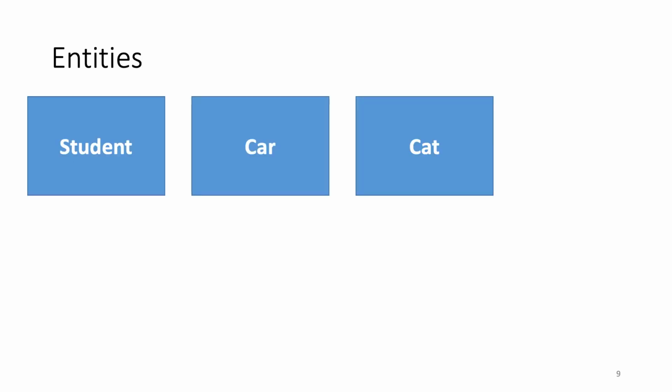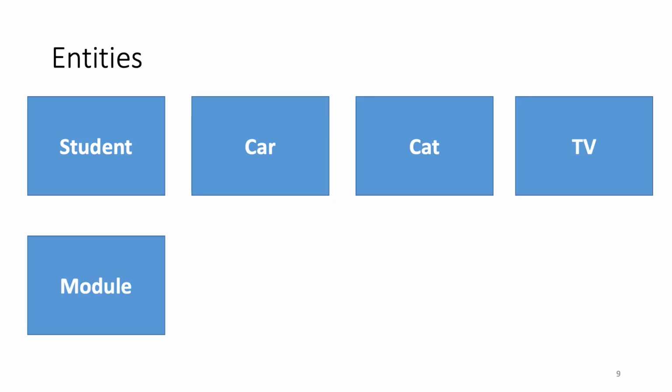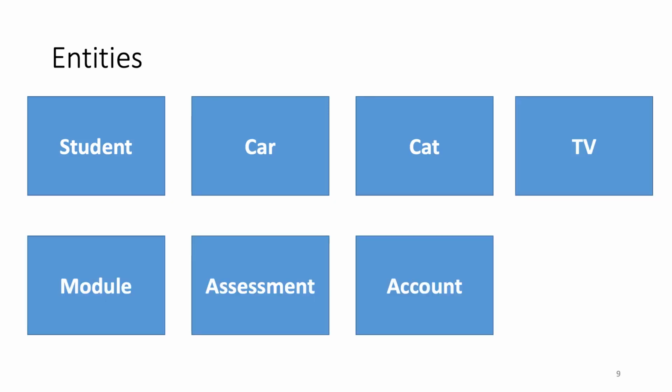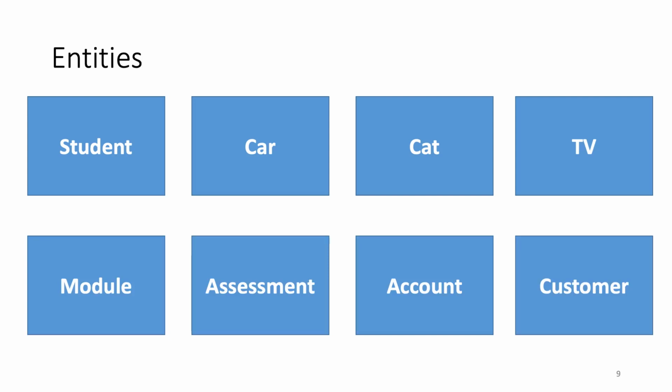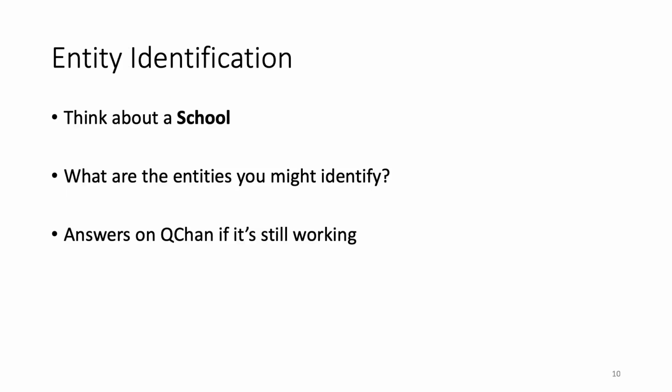Depending on what kind of system you're building, you might have a lot of different types of entity, and there's lots and lots of different examples. Generally, an entity is a common class of thing about which we store data. So student, in a university example, car, cat, TV, module, assessment, account, customer. All of these are potentially entities within our system. These are things that we will store data about. They exist, there is data associated with them, and they are independent of each other. They meet all of our definition and criteria.